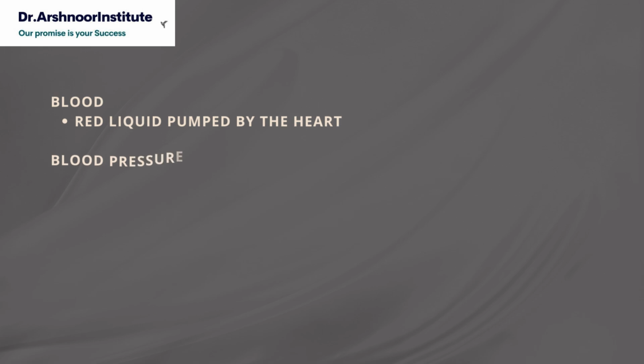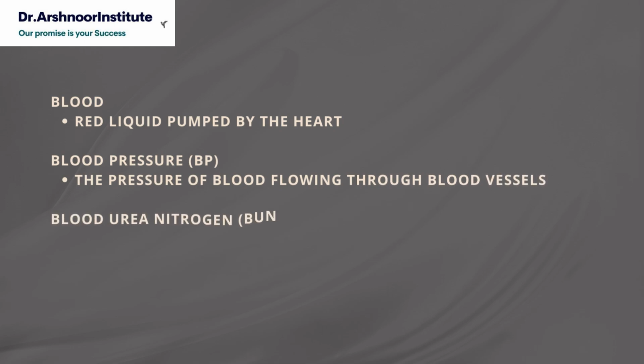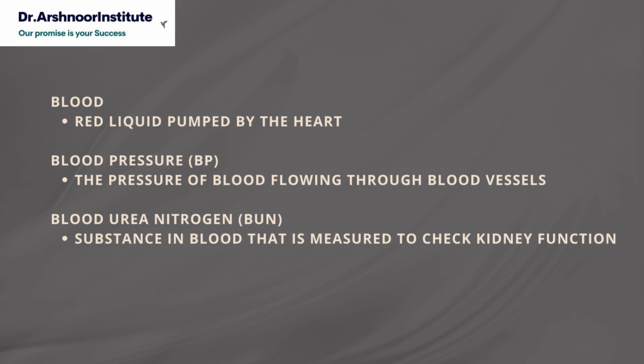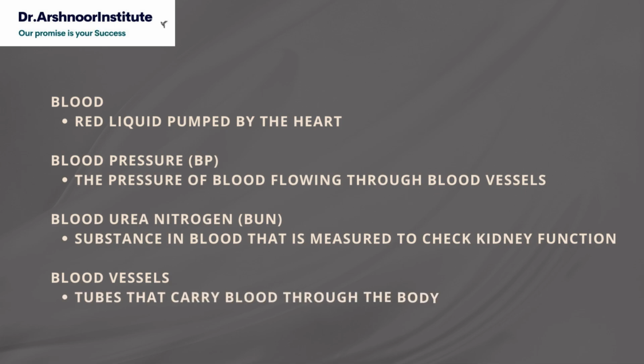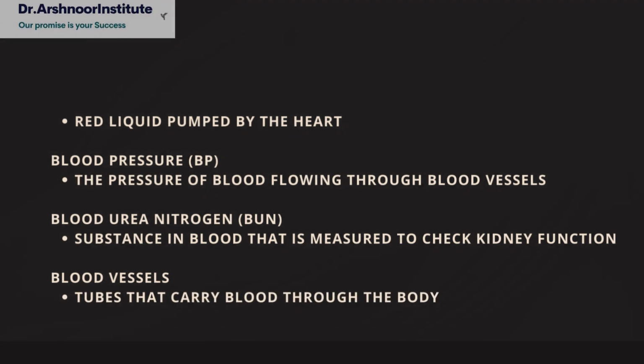Blood pressure, BP. The pressure of blood flowing through blood vessels. Blood urea nitrogen, BUN. Substance in blood that is measured to check kidney function. Blood vessels. Tubes that carry blood through the body. Bone marrow. Soft tissue inside bones that makes blood cells.